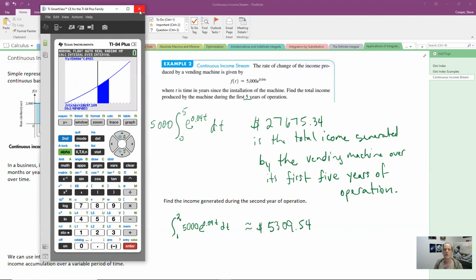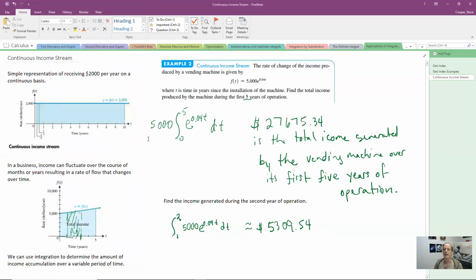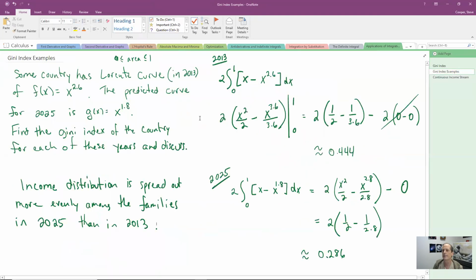Okay, and something like this, it's fine if you've got the calculator handy. We're doing an application, so we're not really practicing your integration skills at this point. But you can also do it like we did on this last page in that example, doing it with the algebra.